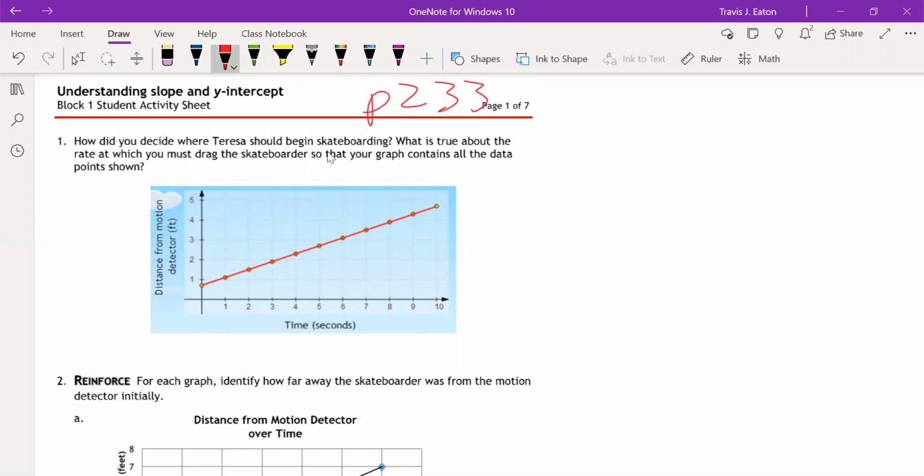So, how do we decide where Teresa should begin the skateboarding? How do we know where she started? Can anybody tell me that? How do we know where she started on this graph? What was her distance from the motion detector? If you notice at the very beginning where we were looking at time down here, when the time was 0, how far was she from the motion detector?